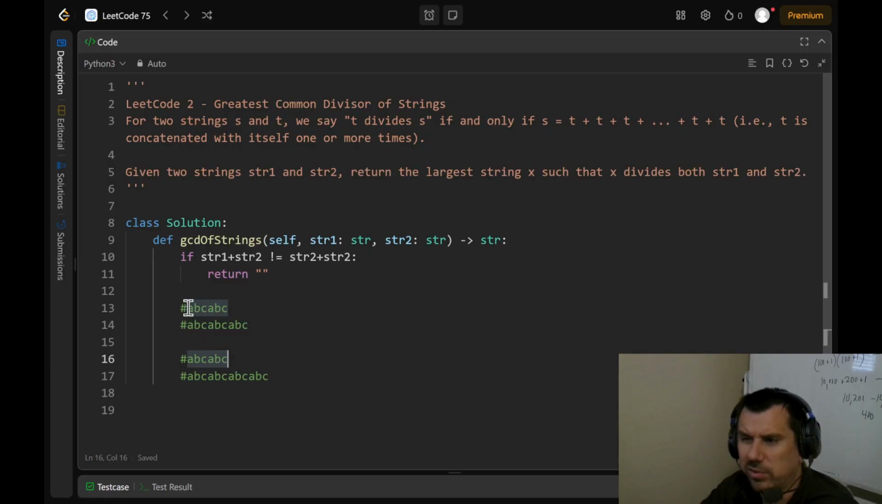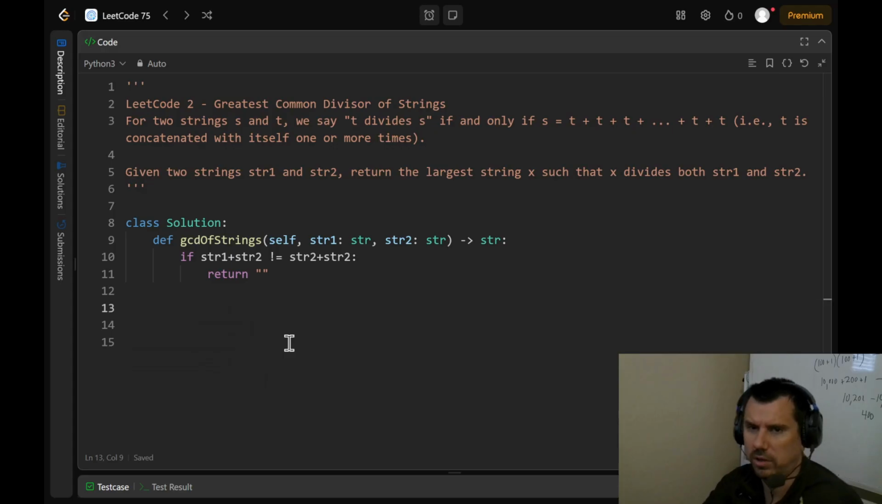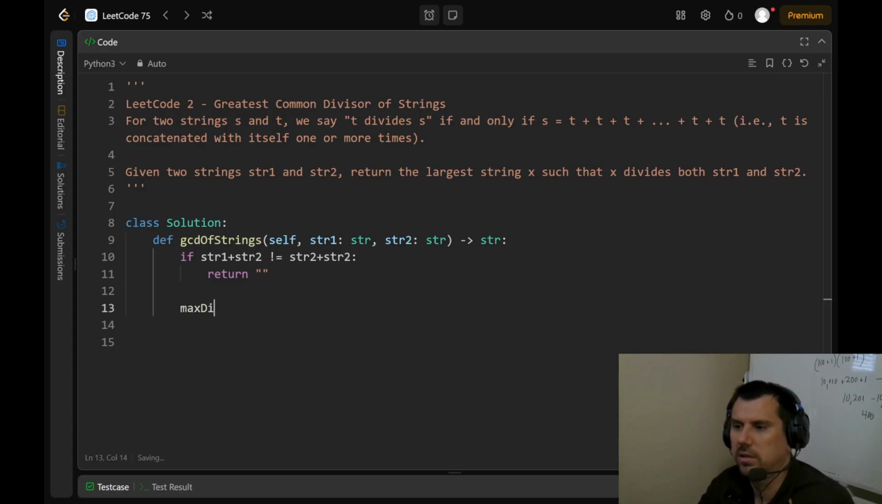And because this is 3, right? So this one is 6 and this one's 9. The GCD is 3, so it's the first 3 from each one. And so that's how you're able to offload this string problem into the actual math component of the GCD between two numbers.